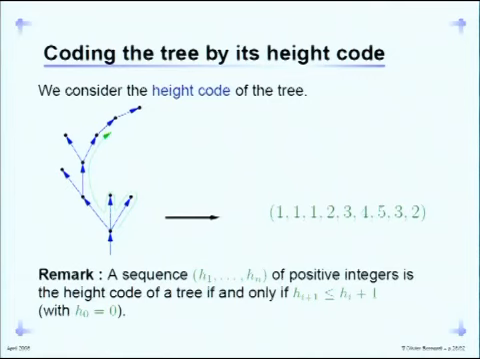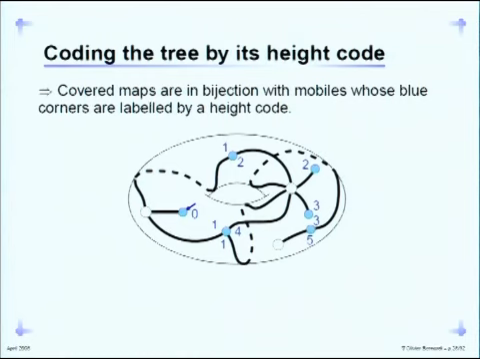So a sequence of positive integers is the height code of a tree if the sequence does not increase by more than 1 at a time, and the labels remain positive. Now the idea is that I will code the tree by a label sequence on the mobile.